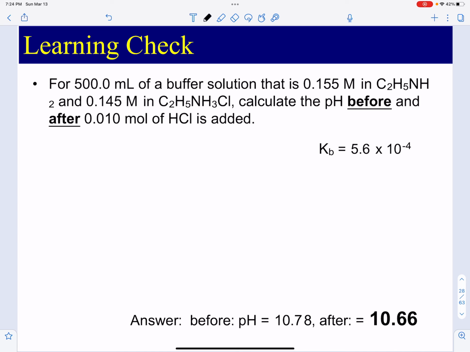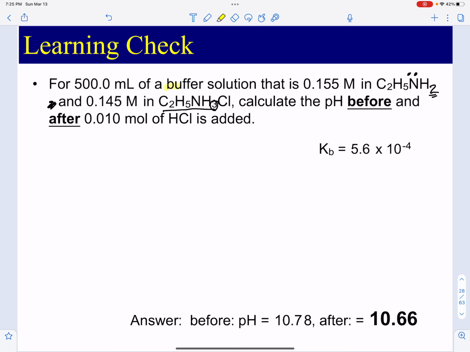So let's do something different now. So for 500 milliliters of a buffer solution that is 0.155 molar in this base, this two should be over here, sorry, and 0.145 molar in that conjugate acid, you got 1 hydrogen more, right? Calculate the pH before and after.